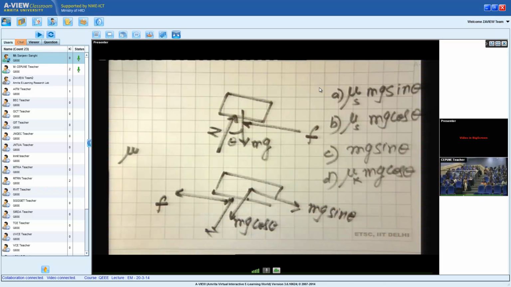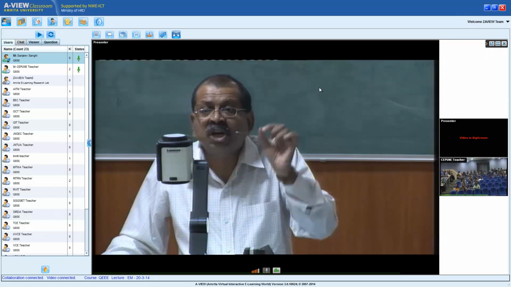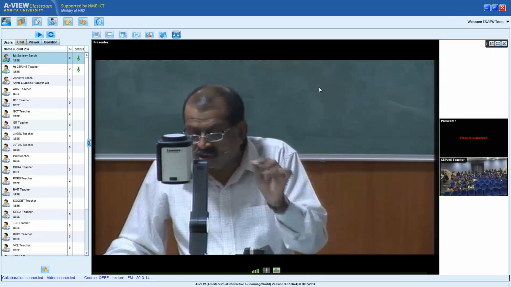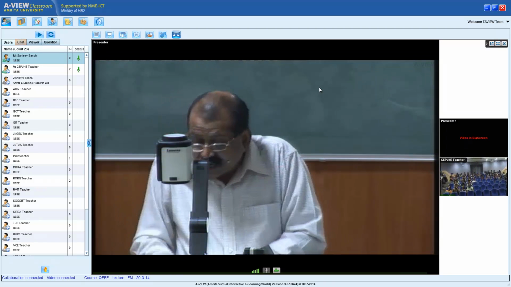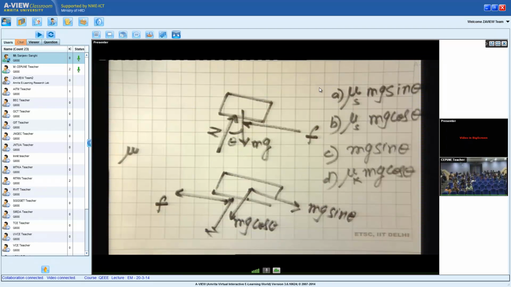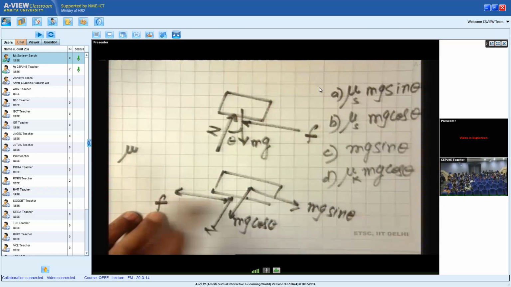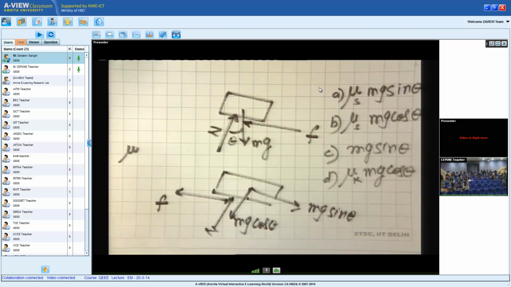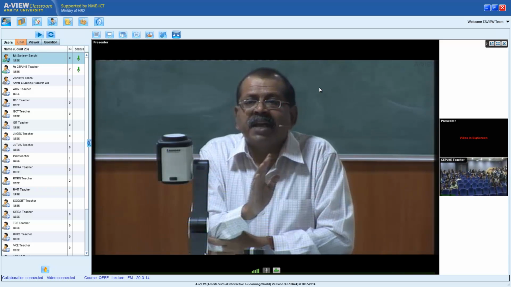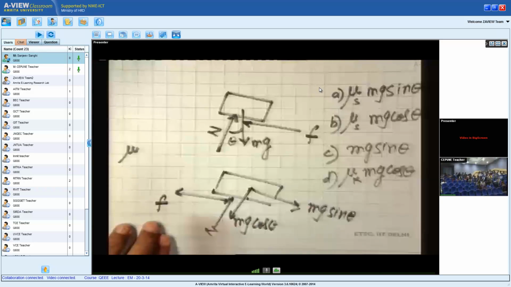B would be the answer if it was a case of limiting impending slip, then B would have been the correct answer also. But in this case, with the block not moving, at rest, you look at the free body diagram, F is equal to mg sin theta. That's it. Now F is equal to mu N only when we have the limiting case, otherwise the only thing we can say is F is less than mu N.